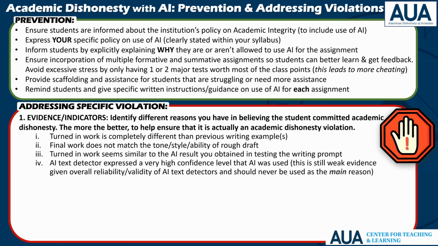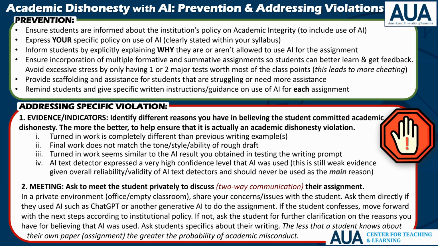that we suspect. The next step here would be to have a meeting, to ask the student to discuss why we think that there might have been a violation of our academic policy. So in this private conversation, and it needs to be a two-way conversation, this is where you as a faculty member would express your concerns, your issues, and then ask them directly as well, did you use an advanced AI like ChatGPT, a generative AI, in order to complete your work?